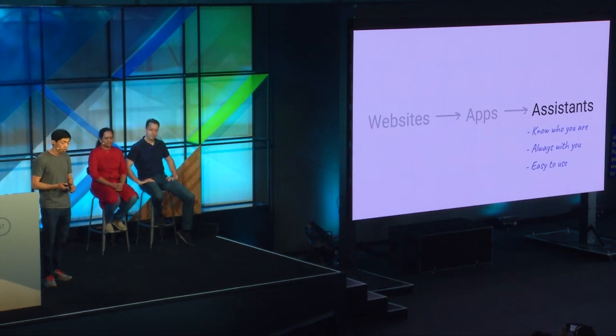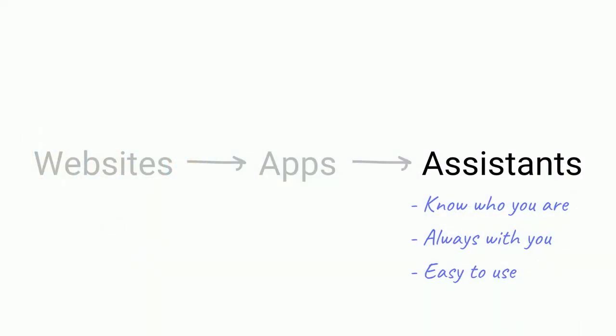And good assistants, human assistants, are useful for a number of reasons. They know who you are. They know your payment information. They know your friends and your contacts. They know your preferences, like if you like skim milk in your coffee or if you like the aisle seat on the airline. They're always with you. They're accessible 24 hours a day from your home, in your car, in your living room, when you're out and about. And they're easy to use. You just talk to them, and they do all of the hard work.